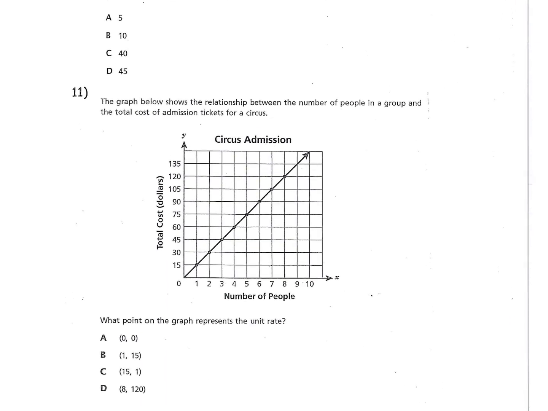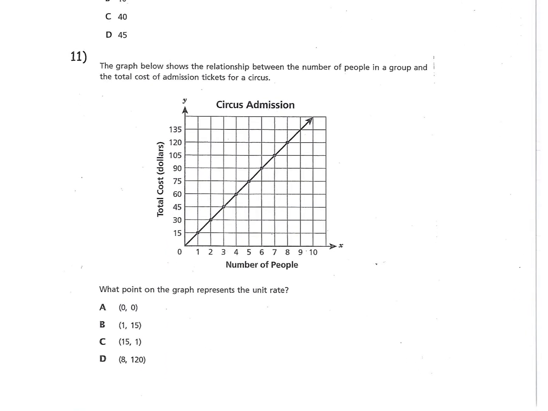Number 11. The graph shows the relationship between the number of people in a group and the total cost of admission tickets for the circus. Clearly, it's proportional because it starts at 0, 0, and it's a straight line.